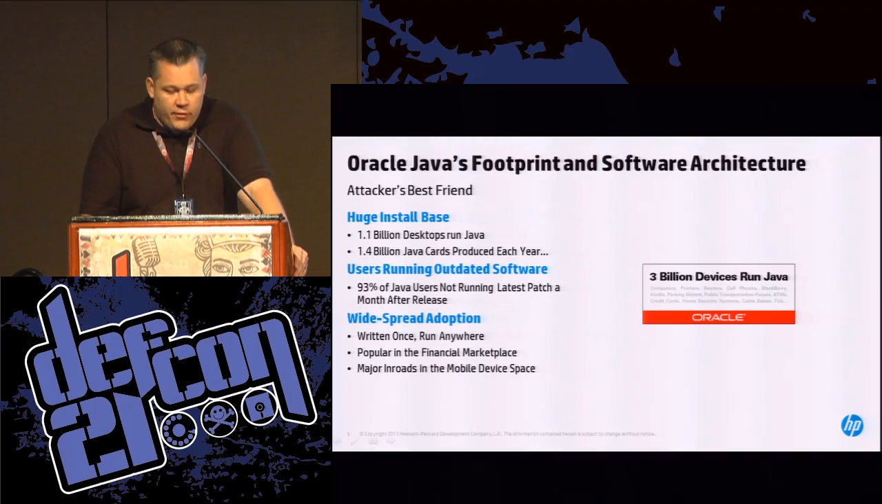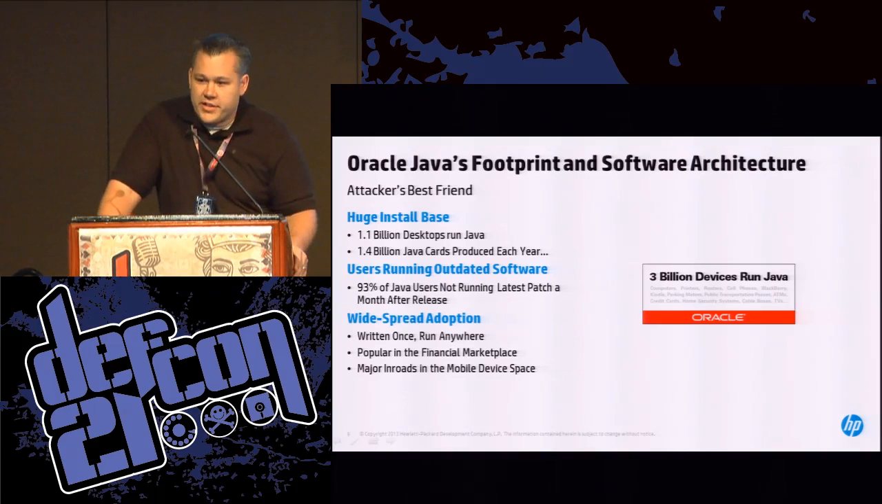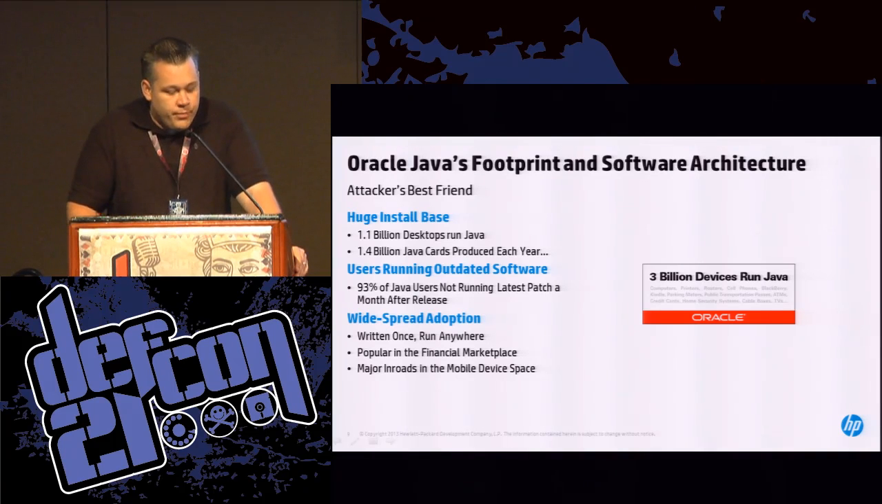If we look at the footprint of Java, it has a huge installation base, and that's what makes it a big red target for attackers. And they actually boast about it. Oracle boasts about it during the installation process: 3 billion devices run Java. And according to Oracle, 1 billion desktops actually run Java itself, and somebody produces 1.4 billion Java cards every year.